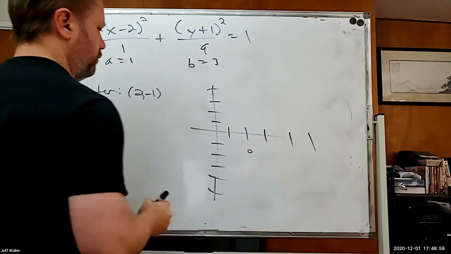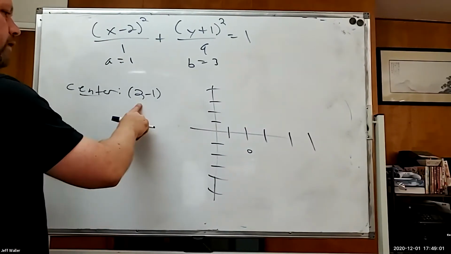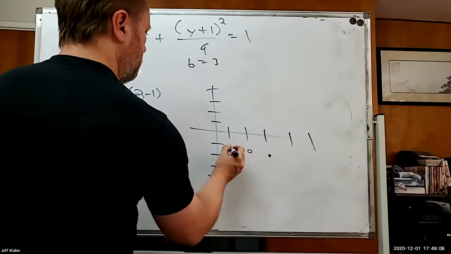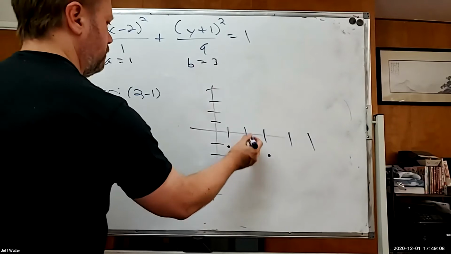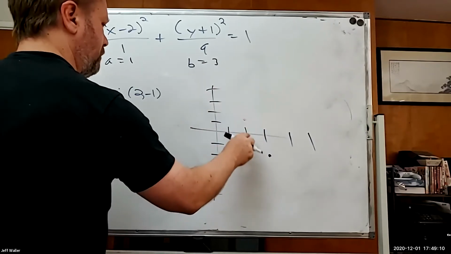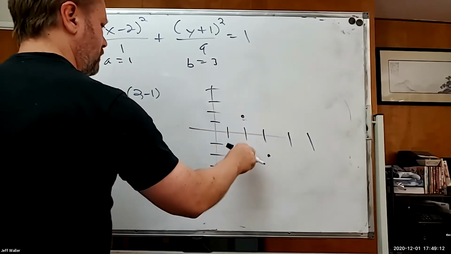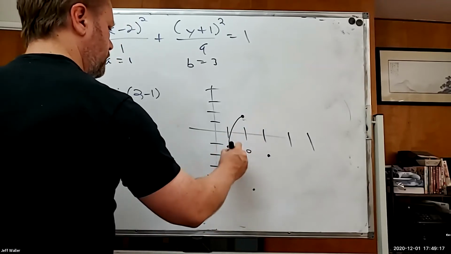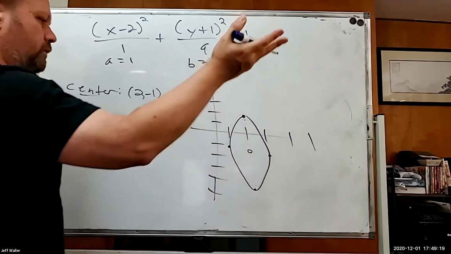So I normally put a little open circle for my center. And then I count 1 in the X direction, bam, bam. And I count 3 in the Y direction, 1, 2, 3. It's just your horrible scale. 1, 2, 3. There the bad boy is, same stupid thing.